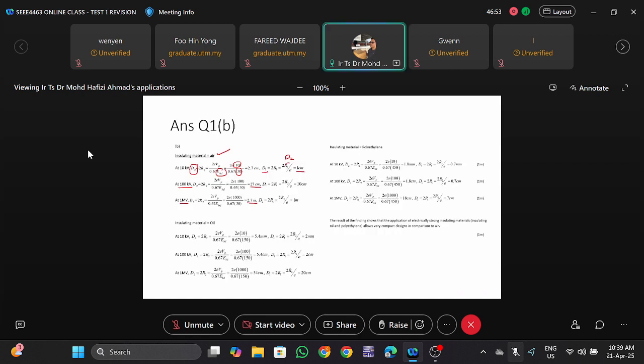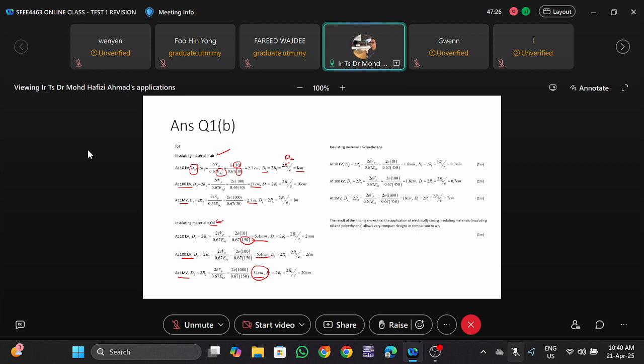And then the same thing for the oil. So what values do we need to change? The breakdown strength of the oil is 150 kV per centimeter. The rest will be the same. When the voltage is going up, you might see that the distance goes up 10 times and also 100 times. But if you compare between the air and the oil, you get a more compact system, I mean the coaxial conductors. So the gap becomes smaller.